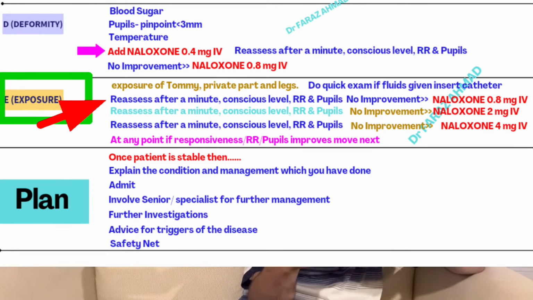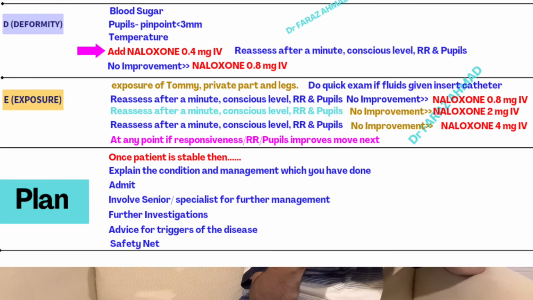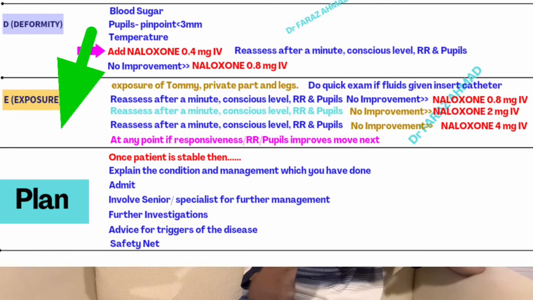So at any step, your examiner can normalize the patient. At any point, if the responsiveness, respiratory rate and pupils are improved, then you will move on. Once the patient is stable, you have to explain everything to the patient.